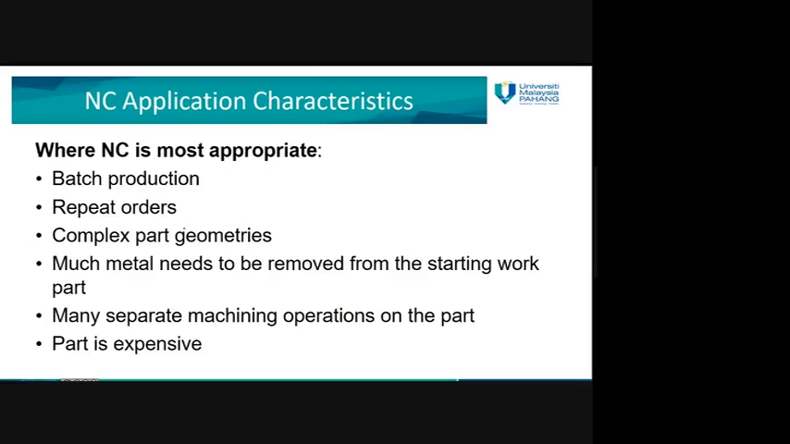Much metal needs to be removed from the starting work part. You need to remove some part of the material to make it smoother, and so on. Many separate machining operations on the part. The part is expensive, so you are worried that if you do it manually, it will be broken or damaged. So it's better to use the machine. This is where it's preferred to use such NC machining.